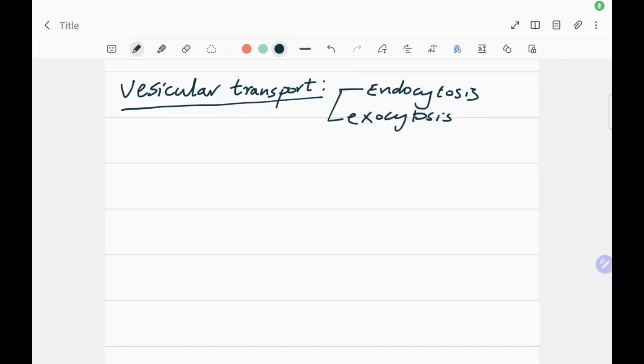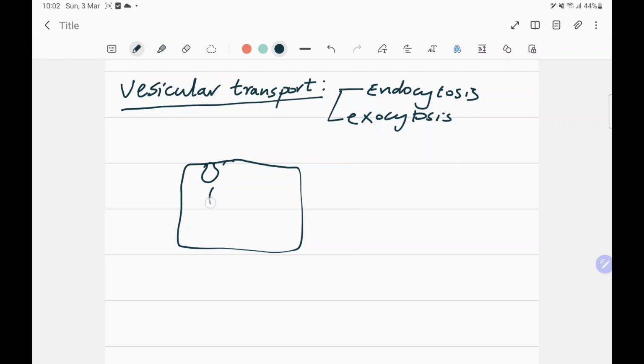Now let's talk about vesicular transport. Vesicular transport is where you move substances across the cell membrane, and you use the cell membrane to package things and swallow things for you. The cell can swallow stuff like endocytosis, and it makes a little indentation in the cell membrane and then makes a little vesicle. This is endocytosis.